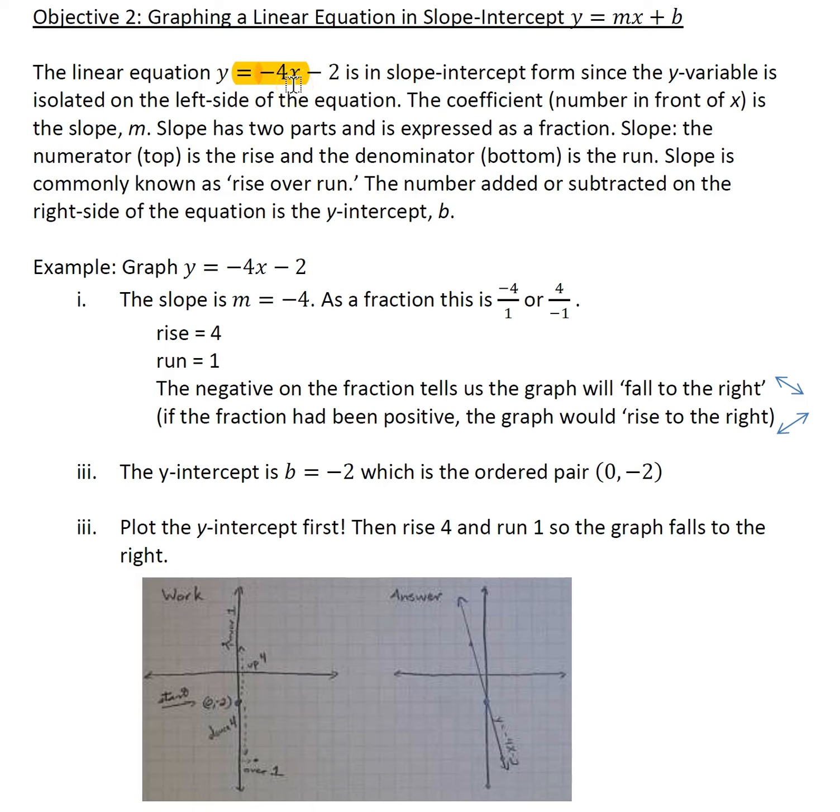That x term helps us find the slope, and lastly, this number at the end is the y-intercept, and it helps us know where to start on the y-axis.